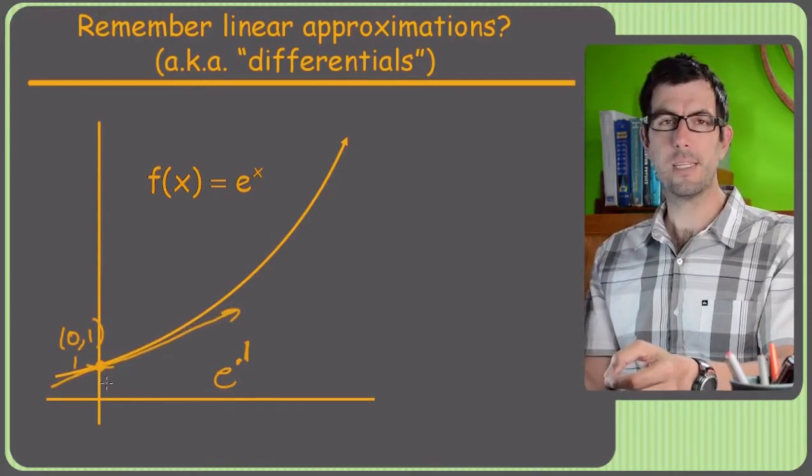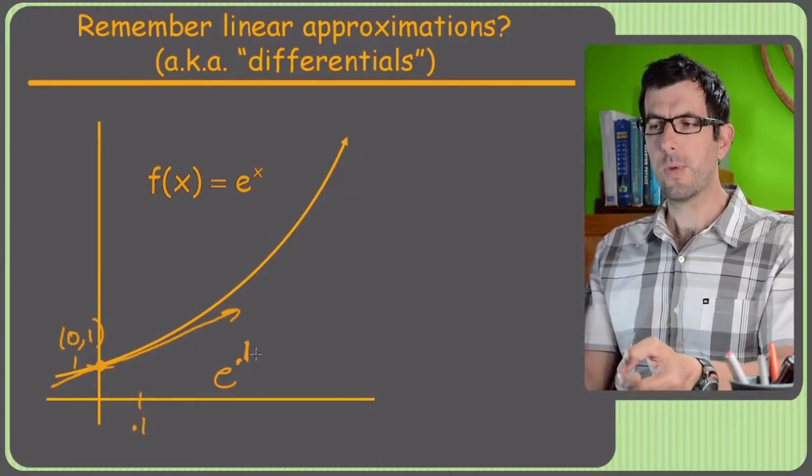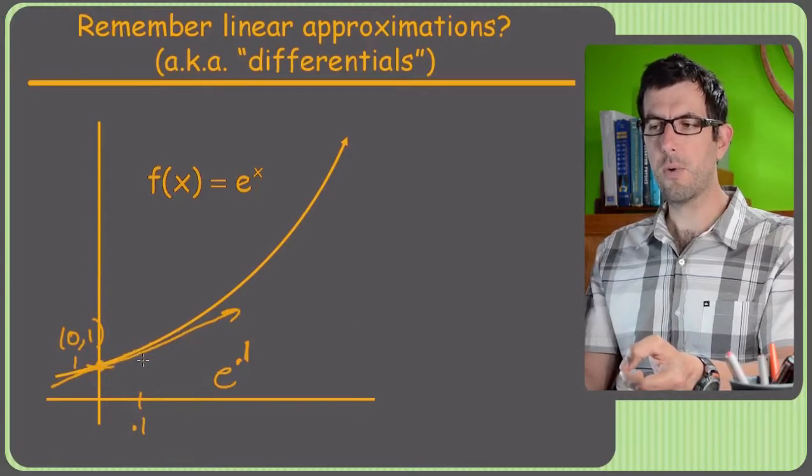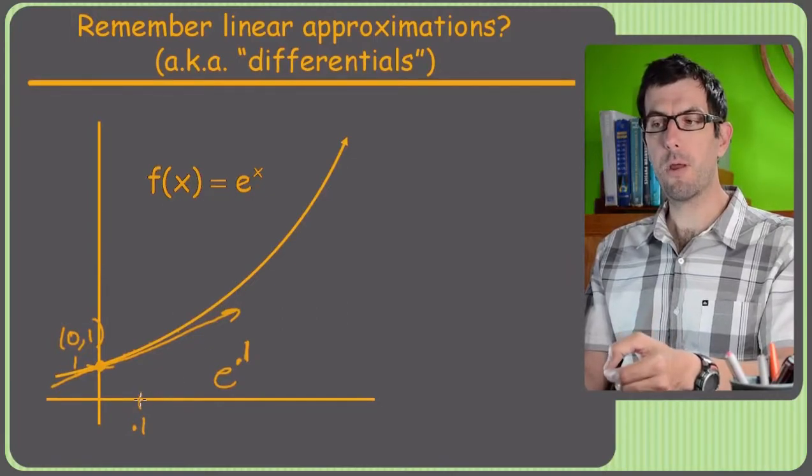So now if we want to know e to the 0.1, let's say this was 0.1, we can't get 0.1 exactly because we don't know the exact values along the curve, but we could just say, you know what? Let's find the equation of this tangent line and plug 0.1 in for x on that, and we'll get this point.